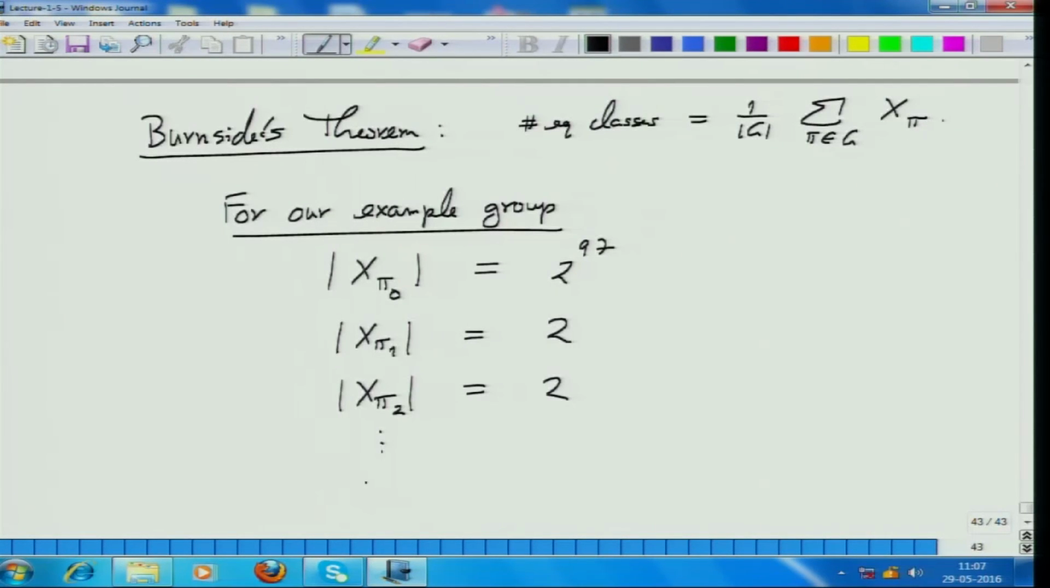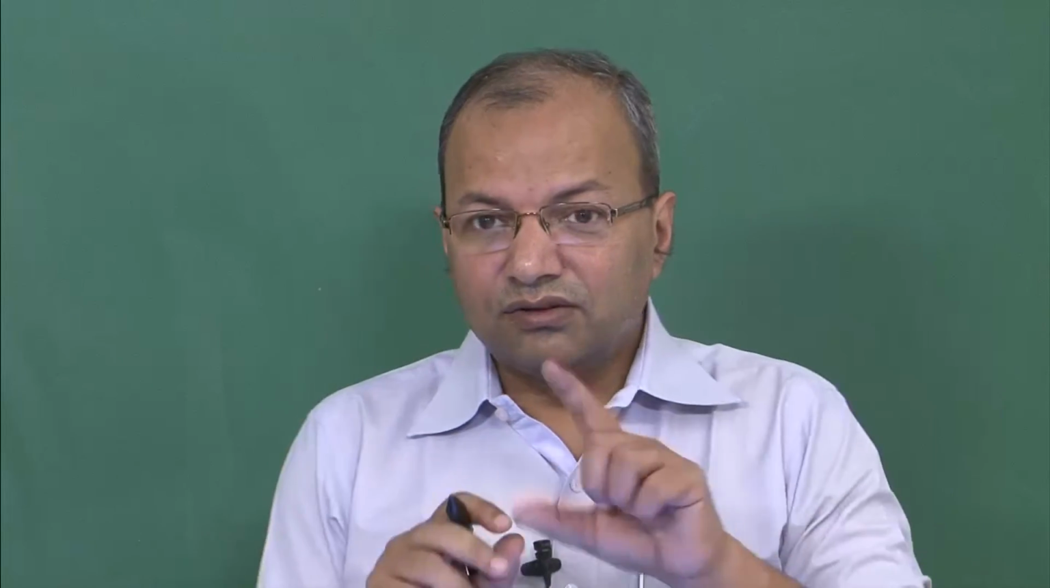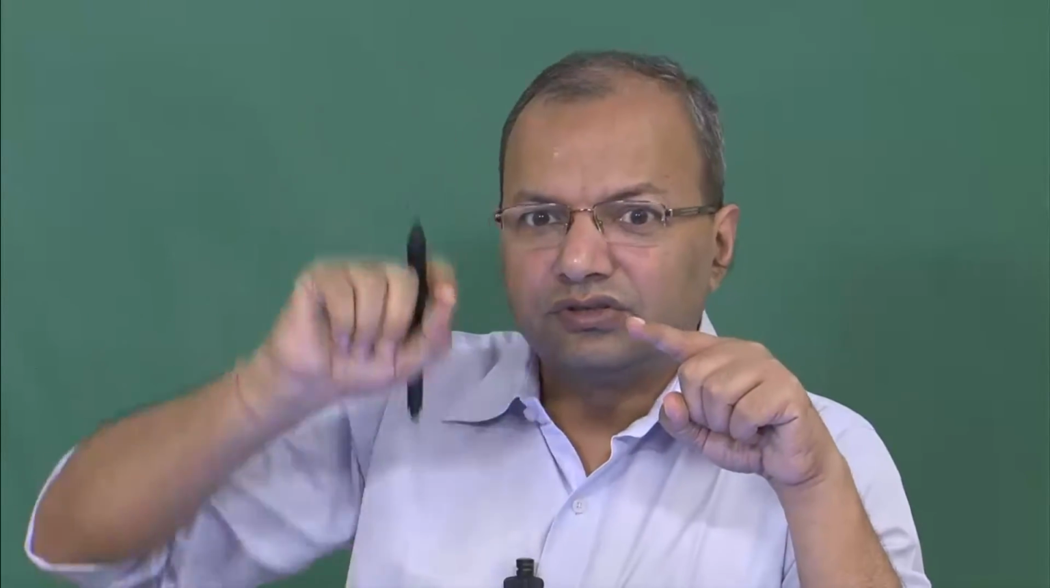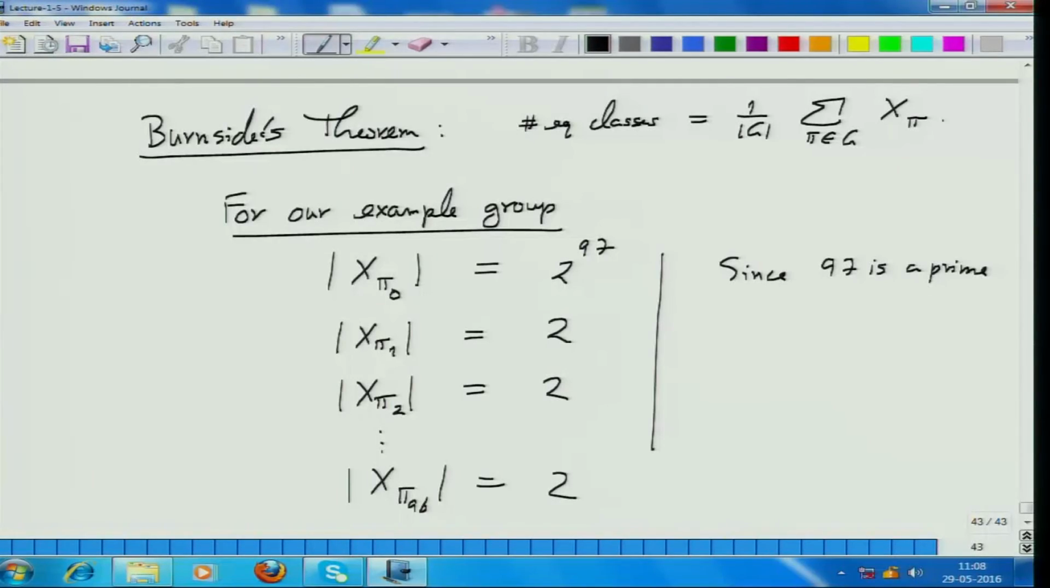And in fact, all of them are 2. And this falls out of the fact that 97 is a prime number. In case 97 was not prime, suppose we had 9, then this would be different, because 0, 3, 6, 9, 0, so that would be 1. Okay, perfect. And that's it.